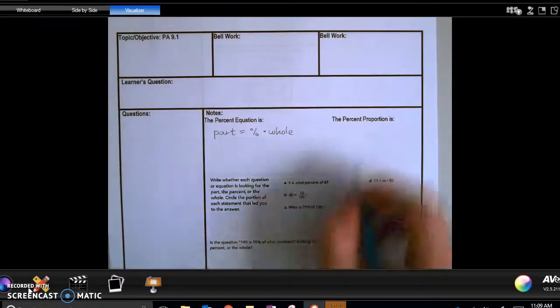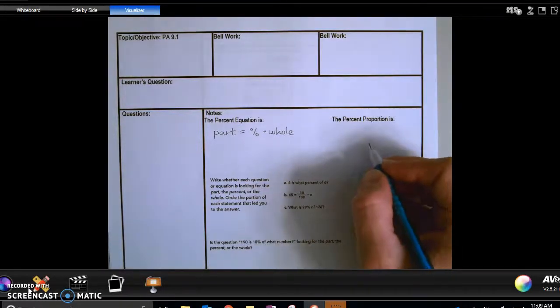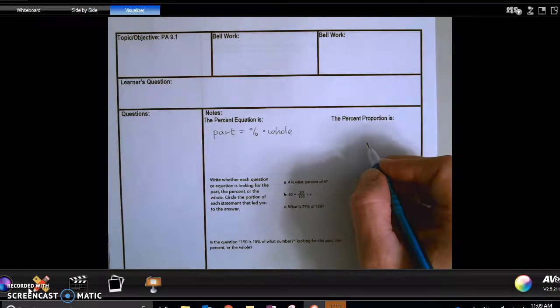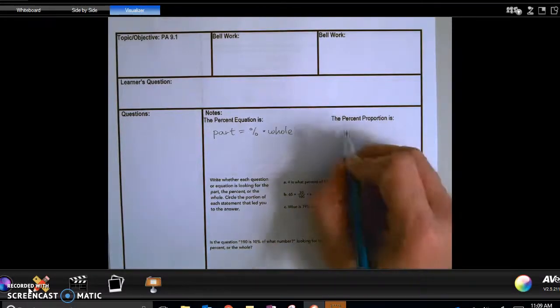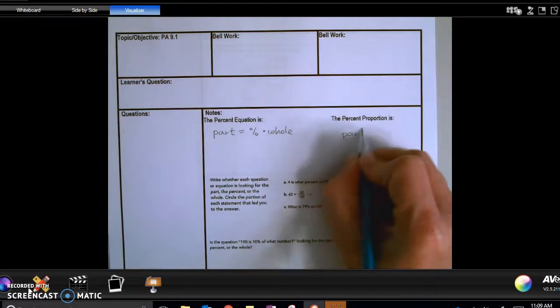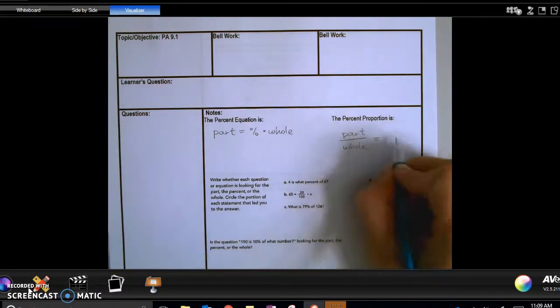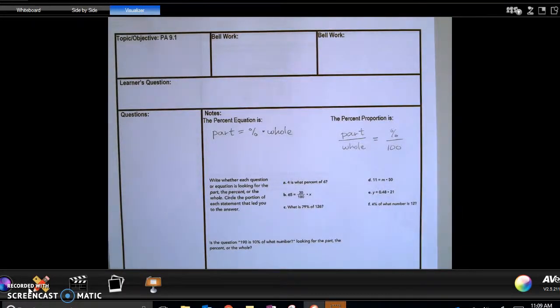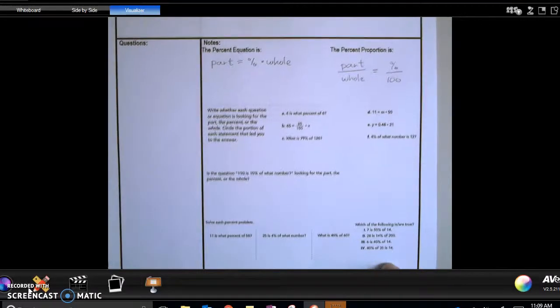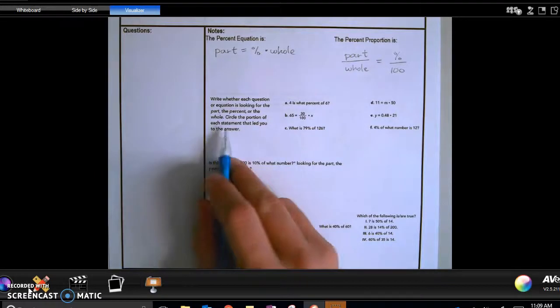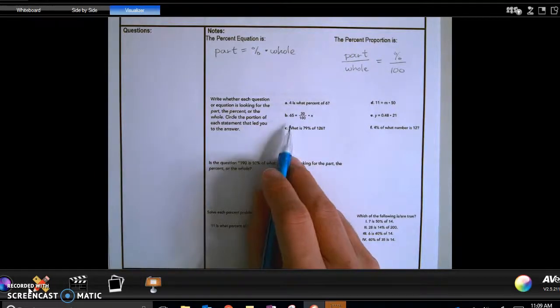Okay, if you want to look at the proportion, and you can choose whichever way works best for you, then your proportion says that we're going to take the part to the whole, and that ratio is equal to your percent over 100. So I will show you both ways so you can pick the one that makes the most sense for you. So as we look at these examples here, we're going to decide whether each question or equation is looking for the part, the percent, or the whole.